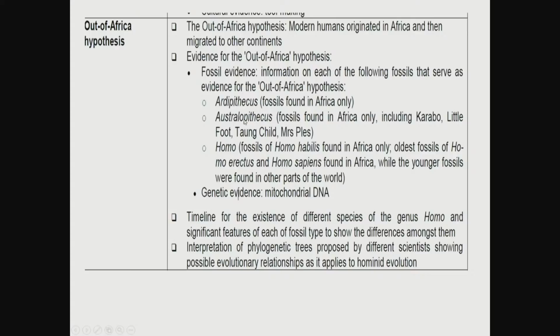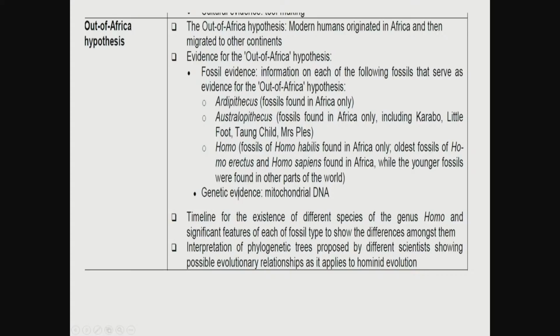Australopithecus, found in Africa only. But which Australopithecus is only found in Africa? It's only Karabo, Littlefoot, Taung Child, and Mrs. Ples. There isn't any other one that we learn about that is found in Africa only. Ardipithecus and Australopithecus are only in Africa, including Karabo, Littlefoot, Taung Child, and Mrs. Ples.